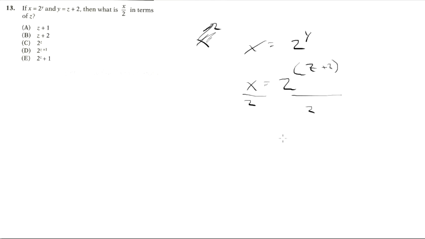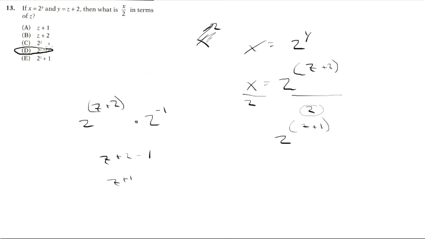So here we have 2 to the z plus 1, to get rid of this 2 here, because really this is meaning we have 2 to the z plus 2 times 2 to the minus 1. Right? So we can simply add all of these together. z plus 2 plus minus 1 is just z plus 1. Making this right here the answer, 2 to the z plus 1, which is this guy.